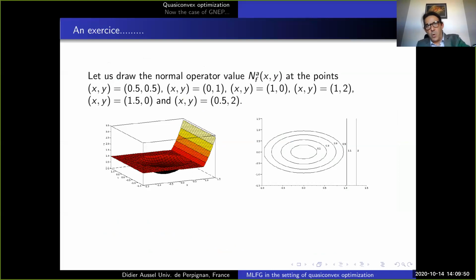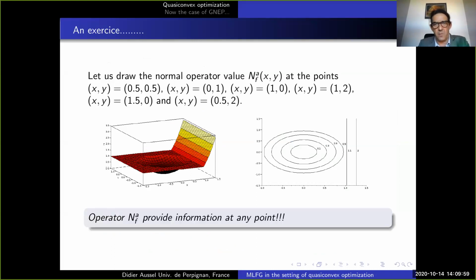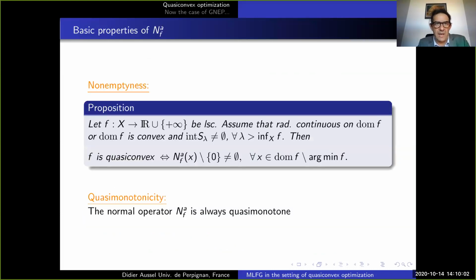Okay, well, you can draw things and consider, for example, this very quasi-convex function, which is not semi-strictly quasi-convex, and draw things. Anyway, I will not go into the detail. What are the properties? First, the property is the following. Imagine that your function is lower semi-continuous, or even radially continuous, actually, on the domain. Or if you don't like radially continuous, you can assume that the domain is convex. And we also assume that the interior of the sublevel sets is non-empty for any lambda greater than, of course, the infimal value.